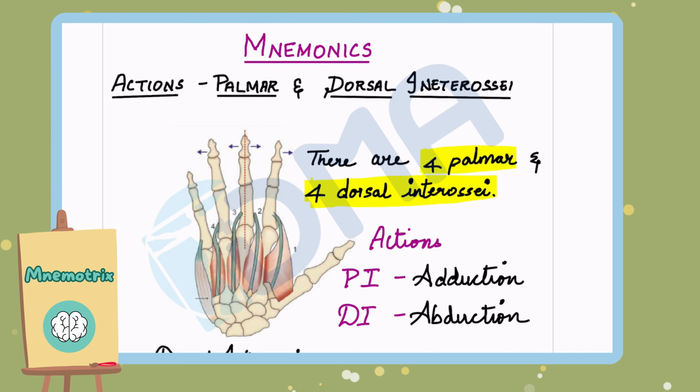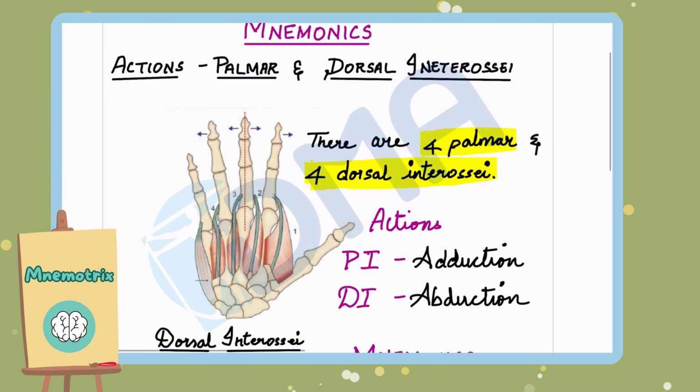In this video, we are going to learn an easiest mnemonical way to remember the actions of palmar and dorsal interossei muscles. There are 4 palmar interossei and 4 dorsal interossei muscles in our hand region. The 4 palmar interossei muscles are present on the palmar aspect of the hand and the 4 dorsal interossei muscles are present on the dorsal aspect of the hand.